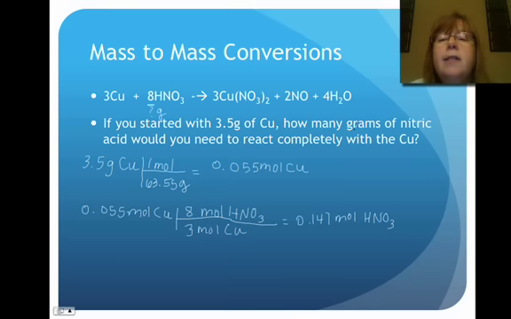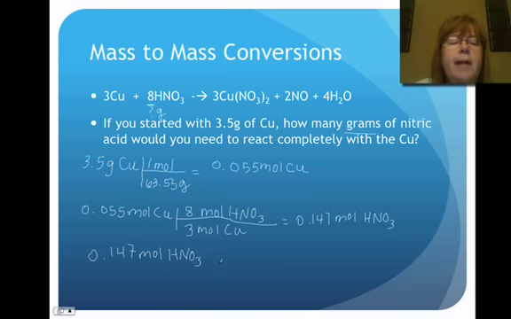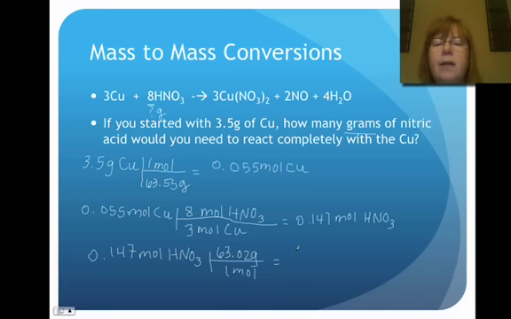But this question wants us to go one step further to grams of nitric acid. Well, that's pretty easy now because we have moles of nitric acid. So 0.147 moles of nitric acid. And what are we going to do to get to grams? We're going to multiply by nitric acid's molar mass. And its molar mass is 63.02 grams in a mole. And we will get our answer to 2 significant figures, because that's what we started with in the beginning of the problem, of 9.3 grams of nitric acid.